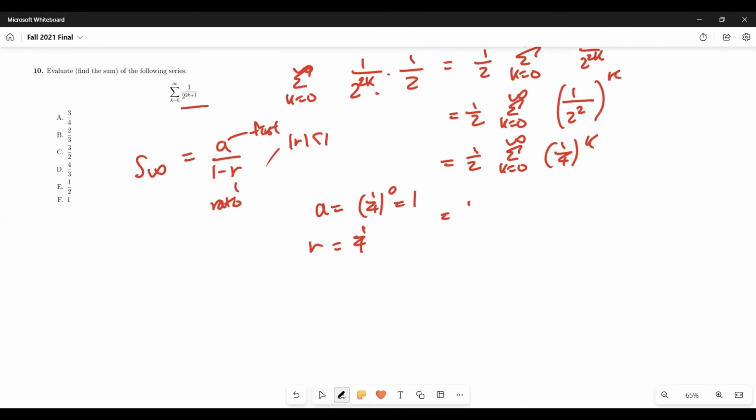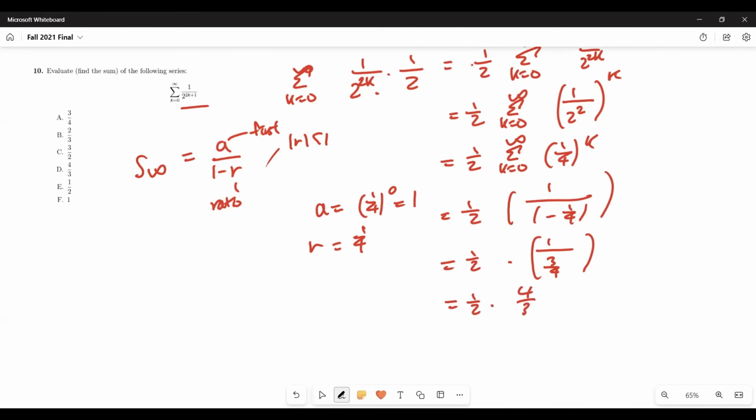So this becomes 1 over 2 times 1 over 1 minus 1 over 4, which is 1 over 2 times 1 over 3 over 4. So 1 over 2 times 4 over 3, which becomes 2 over 3. So the answer for this question is B.